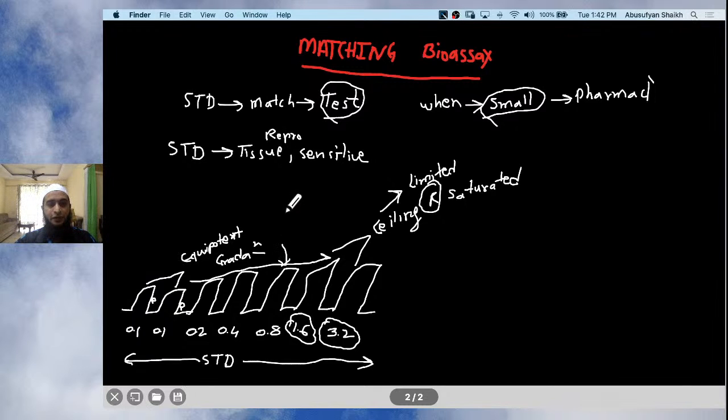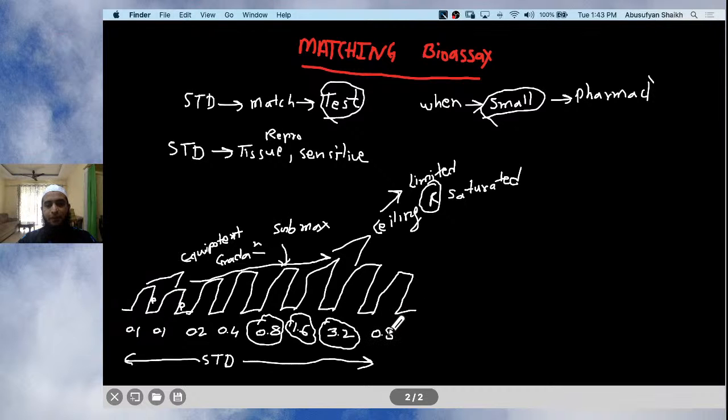The submax dose is the dose which gives a height exactly less than the maximum response. So what was your maximum response? 1.6 was your maximum response. So exactly before the maximum response, it is the 0.8. Okay, so the 0.8 is called the submax dose. It is just before your maximum response, so you call it the submax dose. Now you can give that submax dose over here. Now you have given that submax dose and you got a certain response. Okay, so at 0.8 you got some response.